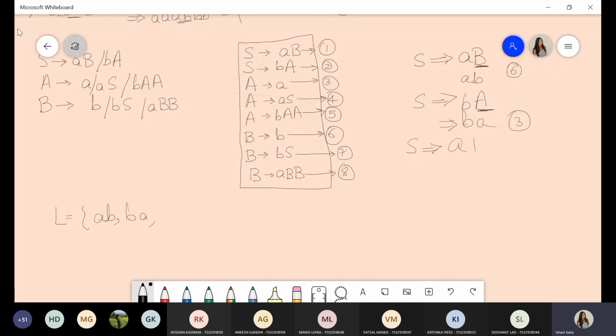Again, let's take AB. And this time, instead of replacing it with small b, let's replace it with bS. So I'm going to replace it with b capital S. Again, S I have to replace, right? So let's say I replace S with rule 1. So I'll take A capital B. Let's replace this B now with rule 6 to generate the string. It is Ab. So I'll write it as Ab.